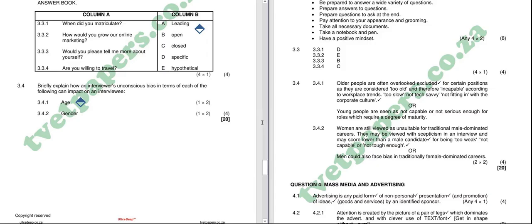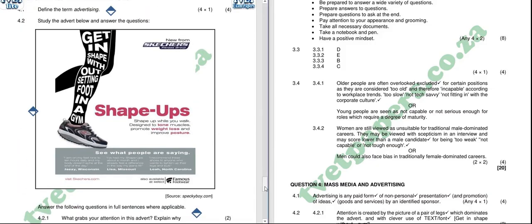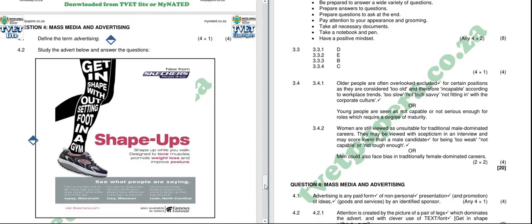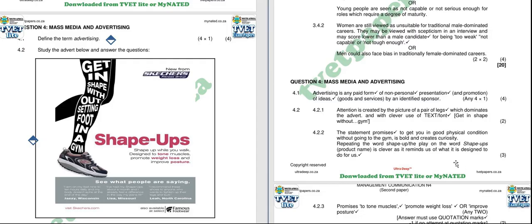Then obviously the next question is question 4. So question 4 is on mass media and advertising. Of course, the first question is define the term advertising. So we have an explanation that we have on advertising. Advertising is any paid form of non-personal presentation and promotion of ideas and goods and services by an identified sponsor.